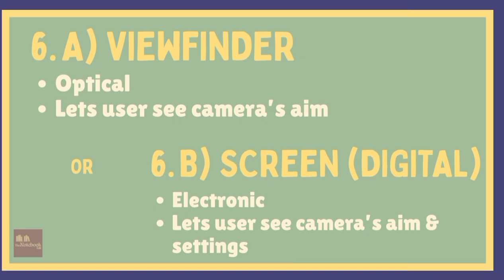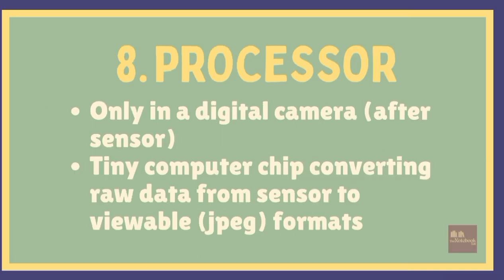Now in a film camera, the next thing we have is a viewfinder. It is an optical thing, and it basically lets the user see where the camera is actually pointing and what the camera's aim exactly is. While in a digital camera, you have the screen, as you've seen. It is electronic and it lets the user again see what the camera is aiming at and what the settings are.